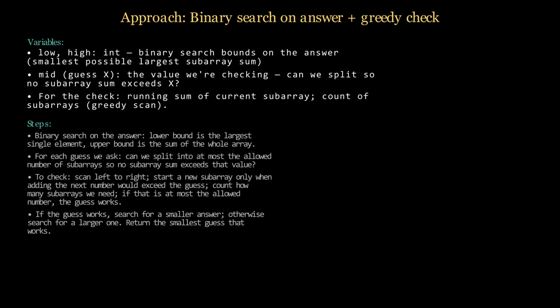We count how many subarrays we need, and if that is at most the allowed number the guess works. If it works we search for a smaller answer, otherwise we search for a larger one. We return the smallest guess that works.